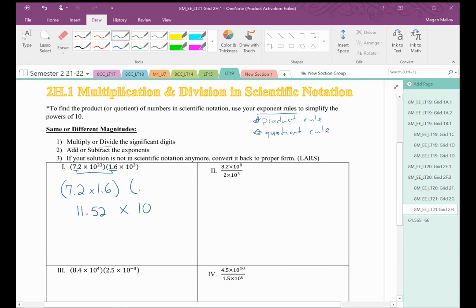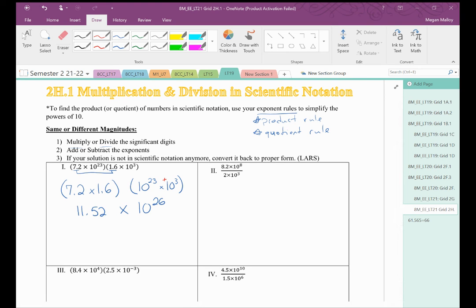I'm then going to simplify 10 to the 23rd times 10 to the third. Since I'm multiplying the common base of 10, I'm going to add the exponents. So if I add my exponents, that gives me 10 to the 26th power.